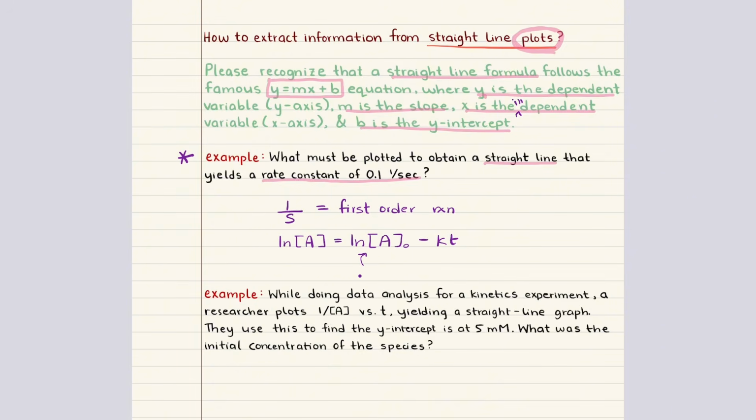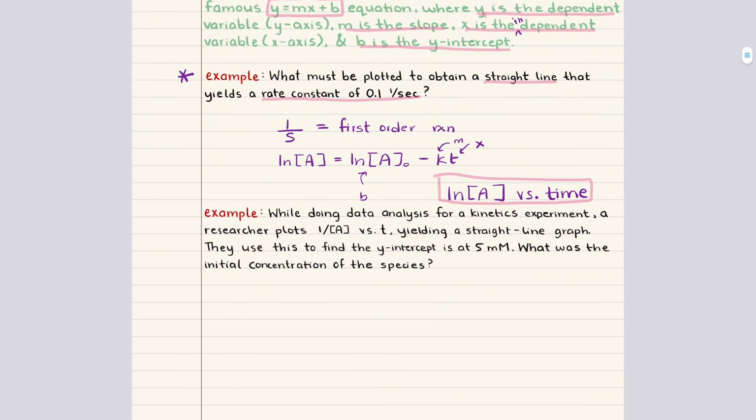This matches y equals mx plus b when we plot the natural log of concentration on the y-axis and time on the x-axis. So to obtain a straight line whose slope is negative 0.1 per second, we have to plot the natural log of the concentration versus time.